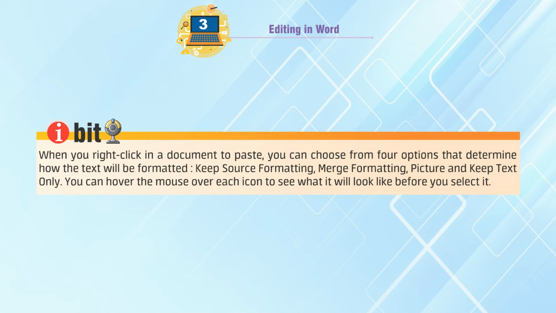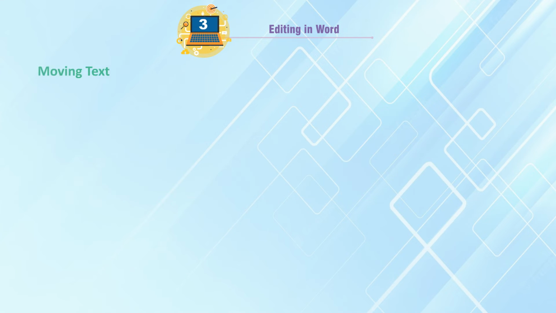When you right-click in a document to paste, you can choose from 4 options that determine how the text will be formatted: keep source formatting, merge formatting, picture and keep text only. You can hover the mouse over each icon to see what it will look like before you select it.